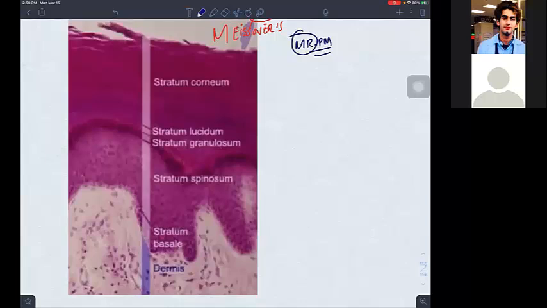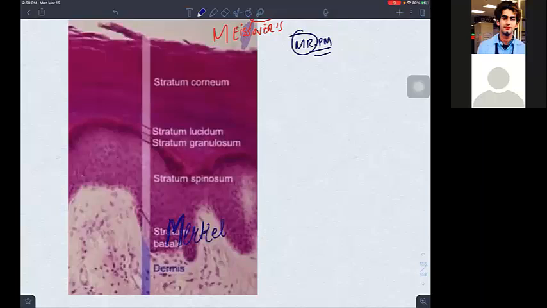So Merkel cell is present where? Basal layer, isn't it? So where is the basal layer? So this is the basal layer. So Merkel. This is Merkel. This is how I remember.